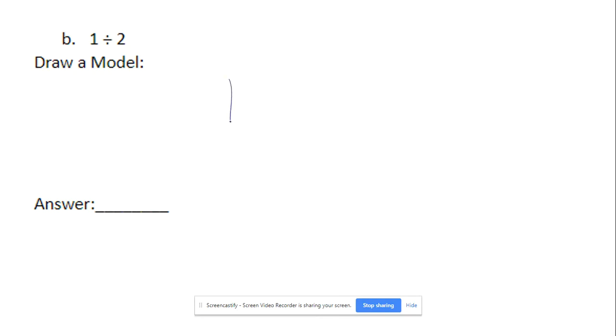1 divided by 2. So we have 1 whole, and we're going to split that between 2 people. So we can do that by splitting this in half, giving half of this to person A and half to person B. I can see out of my whole, person A is getting 1/2 and person B is going to get 1/2. So 1 divided by 2 is 1/2.